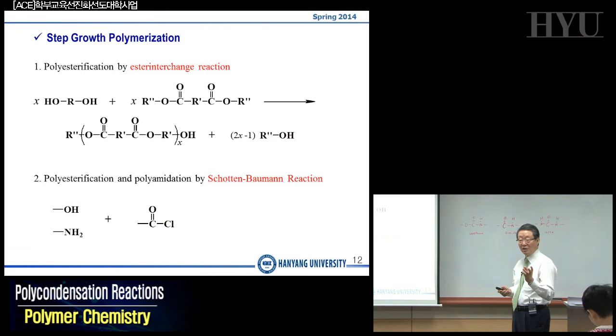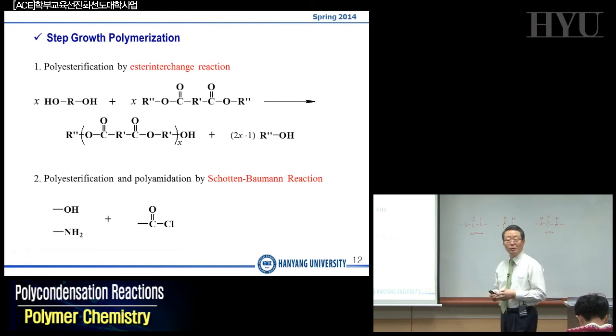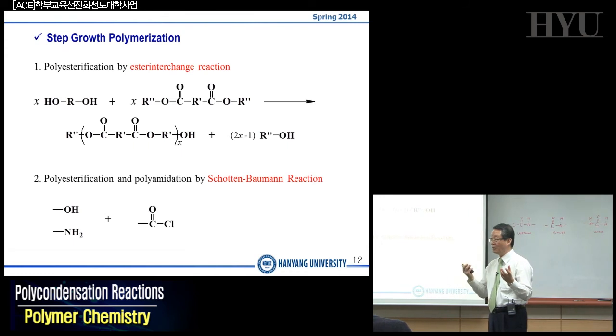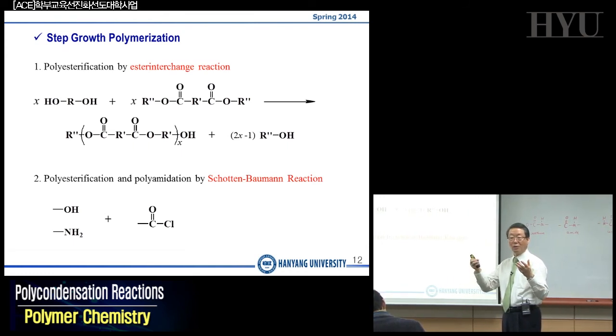This acid chloride is much more reactive than the diacid. Reactivity is very high. So the alcohol or amine group will attack this carbonyl, and you form the byproduct, which is HCl in this case, rather than alcohol. This reaction is very fast, so we call this the Schotten-Baumann reaction. And I will bring the diamines, and I will bring the diacid chloride, and I will put them together to form the polymer.